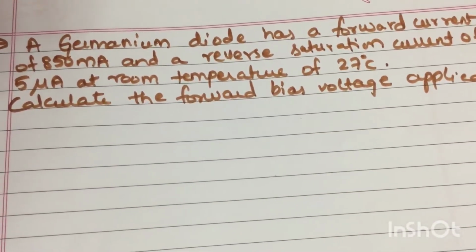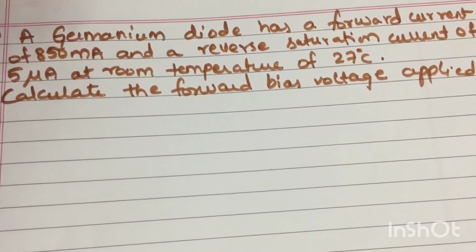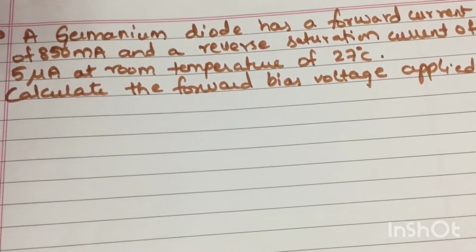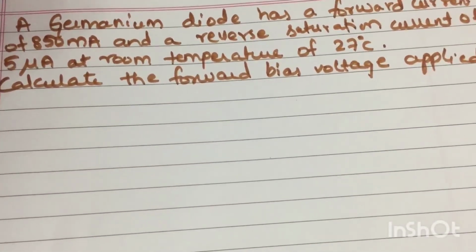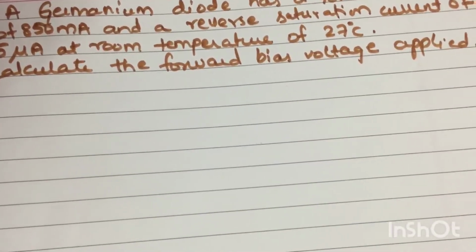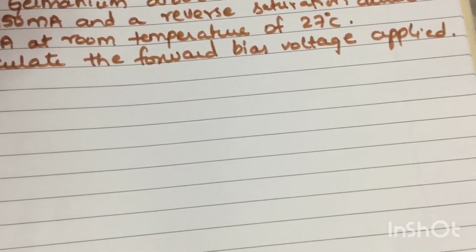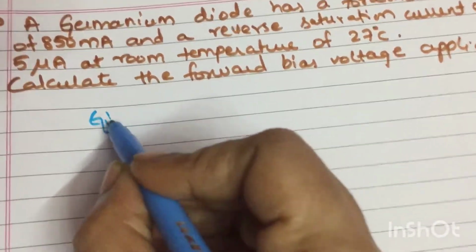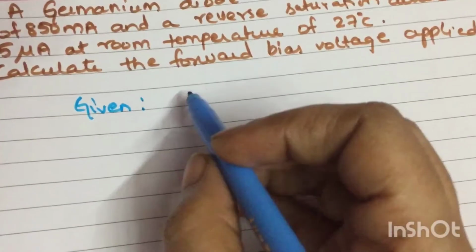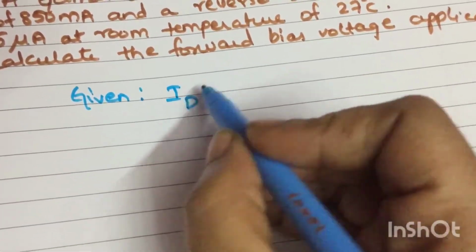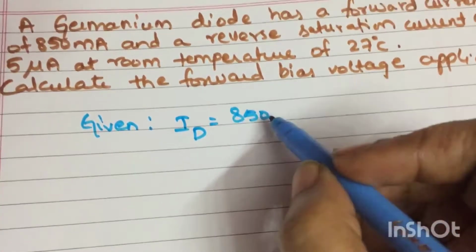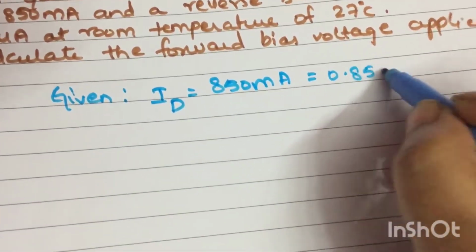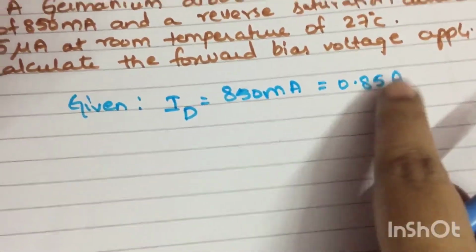So the next problem is a germanium diode has a forward current of 850 milliamps and a reverse saturation current of 5 microamps at room temperature of 27 degrees centigrade. Calculate the forward bias voltage applied. So that means we have to find out the VD value. Okay, so we'll just write the given conditions. Given forward current ID is 850 milliamperes. That means 0.85 amps. I'm converting milli into normal form.